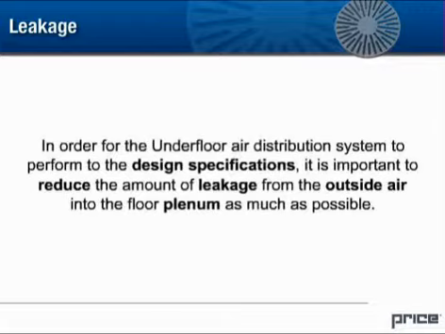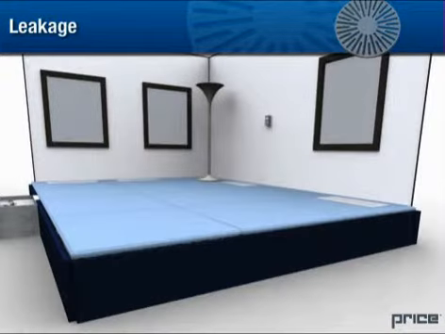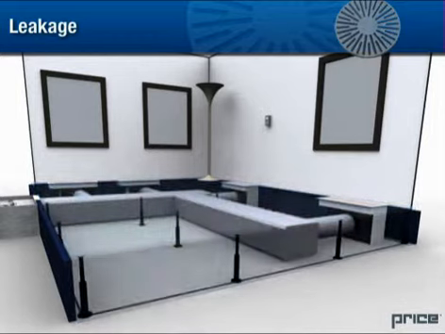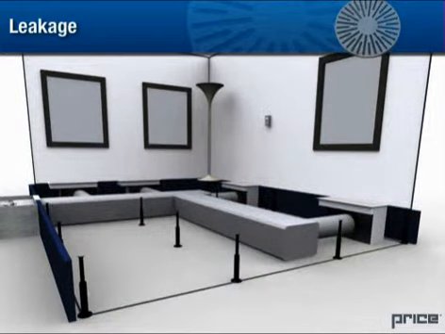the amount of leakage from the outside air into the floor plenum as much as possible. Due to the relative low pressure of the floor plenum, usually not higher than 0.1 inches water gauge, good construction materials and good installation generally provide adequate protection.